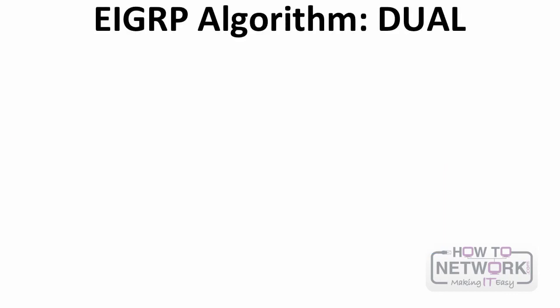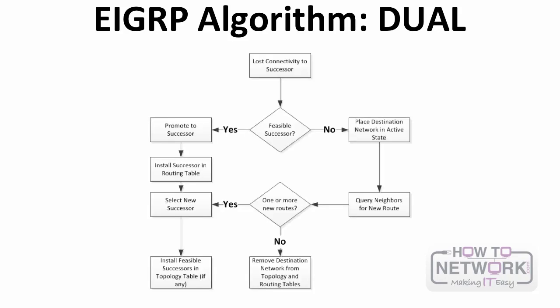Now let's talk about the EIGRP algorithm, which is DUAL. Now, to understand DUAL, you need to understand what successor and feasible successor routes are. When you think of successor, just think of success. That's the best path. So if EIGRP loses connectivity to the best path, it will then run the DUAL algorithm and ask, is there a feasible successor? Is there a second best path?